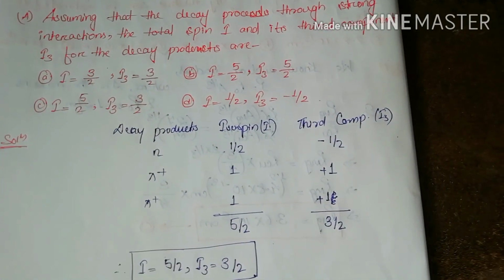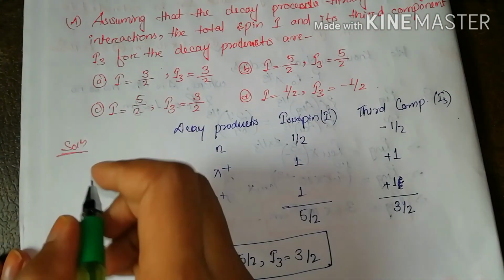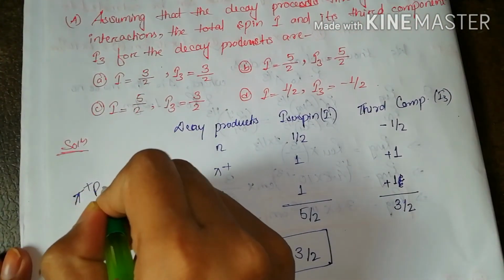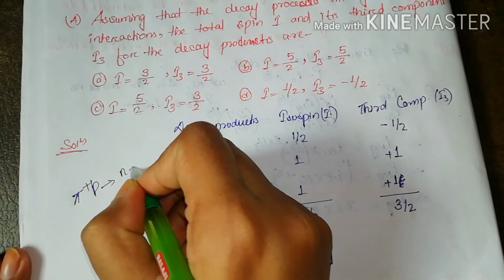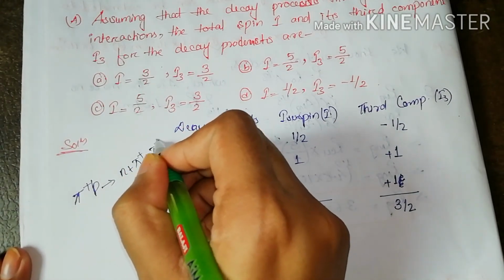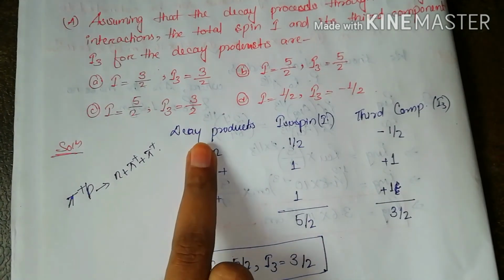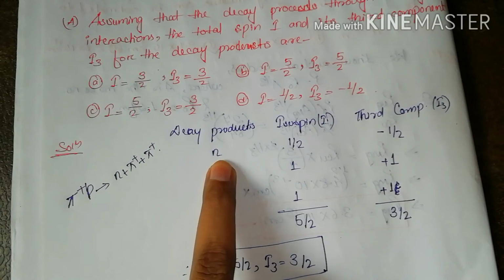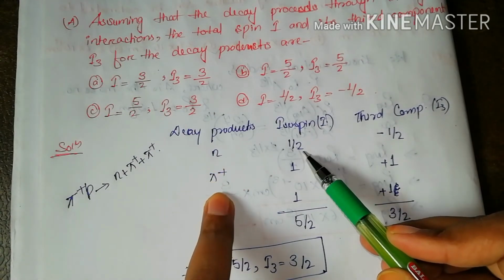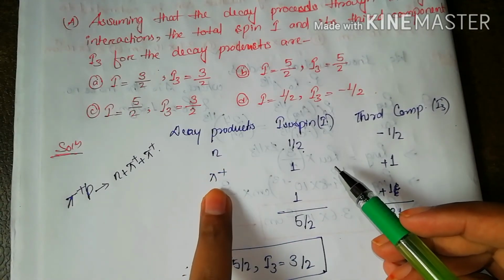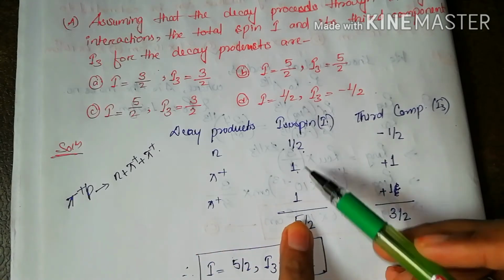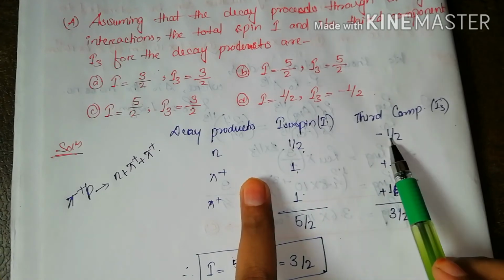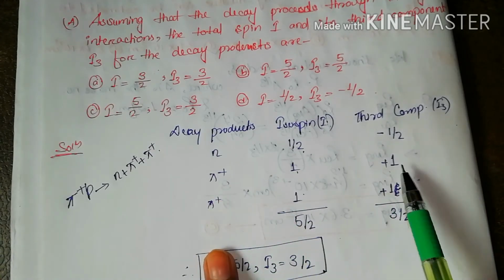So for this, what we will see, the reaction is what? The reaction is pi positive plus proton, it is giving what? Neutron plus pi positive plus pi positive, right? So the decay product is what? Neutron, pi positive and pi positive. Neutron is what? A doublet, so its isospin is what? Half, and pi positive pions are what? Triplets, so its isospin is what? 1, and the third component I3 for neutron is minus half, and for pi positive it is plus 1.